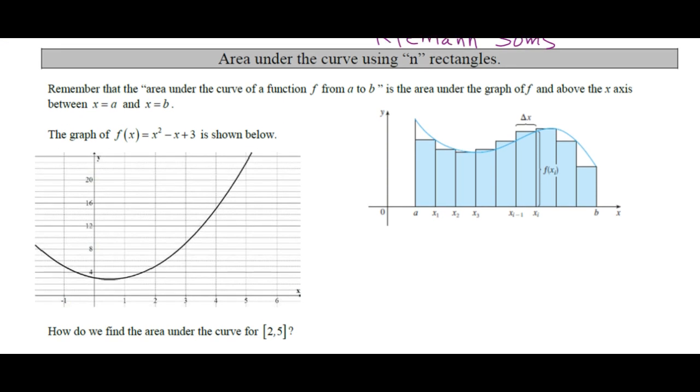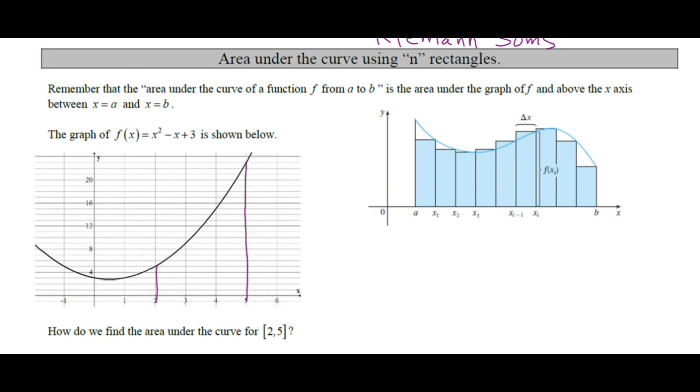So what we're going to do is n rectangles, right? Remember, the area under the curve of function f from a to b is the area under the graph of f and above the x-axis between x equals a and b. Eventually we're going to do a specific one: x squared minus x plus 3 from 2 to 5. We're going to find this area.